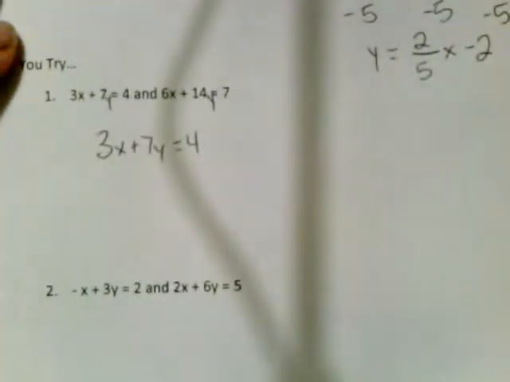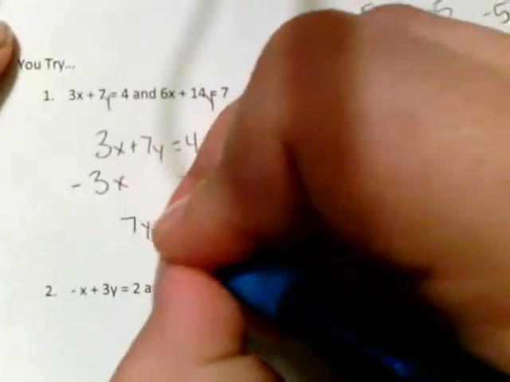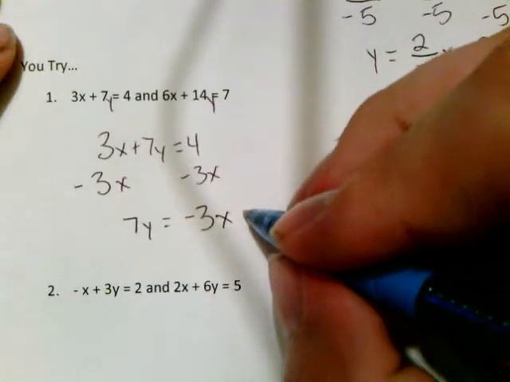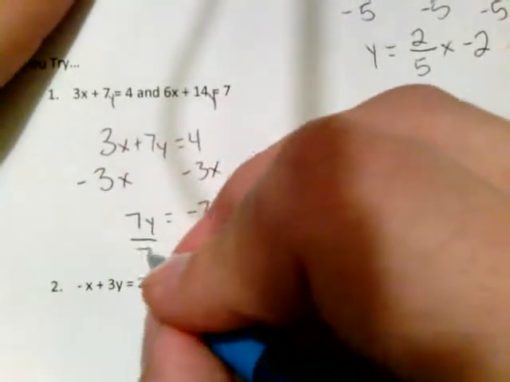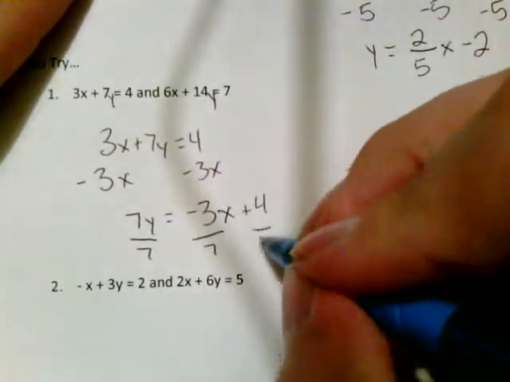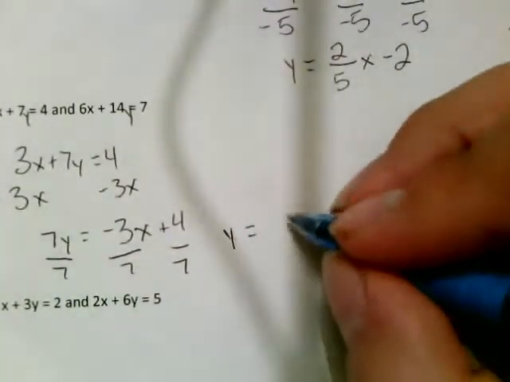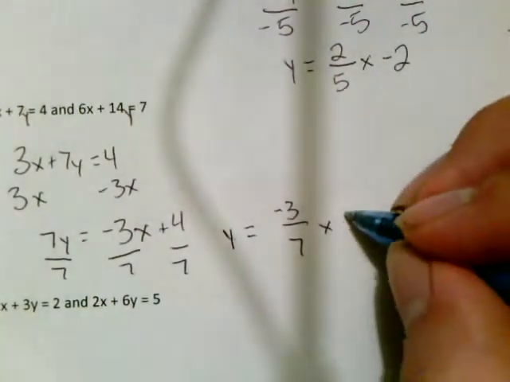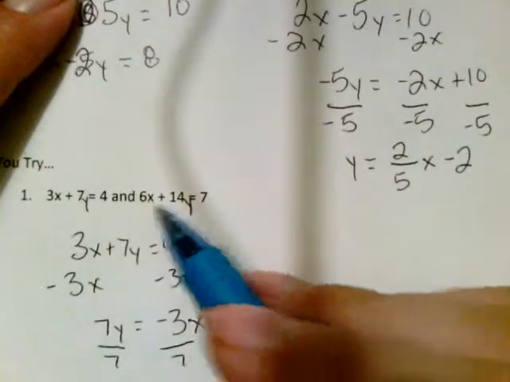Okay, first step, as always, is to get rid of the x first. Subtract 3x, subtract 3x. 7y equals negative 3x plus 4. Next step, divide by 7, divide by 7, divide by 7. So we get y equals negative 3 over 7 x plus 4 over 7. Okay, so let's try the second one.